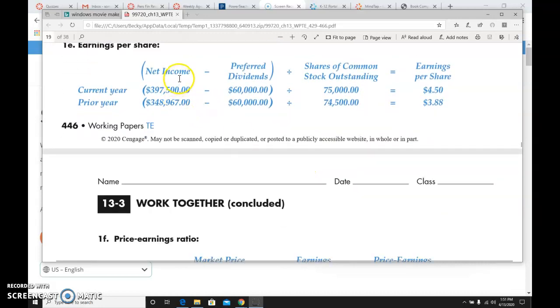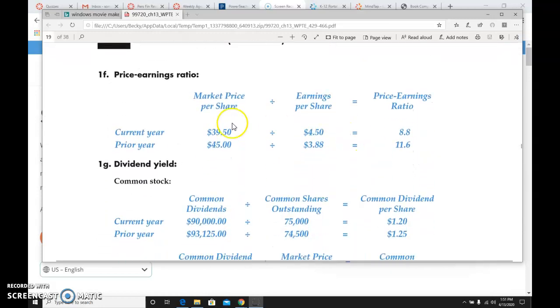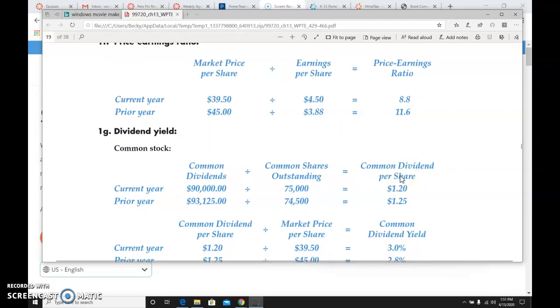Earnings per share: we take net income from the income statement minus preferred dividends from the statement of stockholders' equity divided by the number of shares of common stock outstanding. That does not include treasury shares. That gives earnings per share of $4.50 and $3.88. Then I'm going to use that number when I do the price earnings ratio. Take the market price of $39.50 and divide that by $4.50 to get 8.8 as the price earnings ratio. So they're paying 8.8 times.